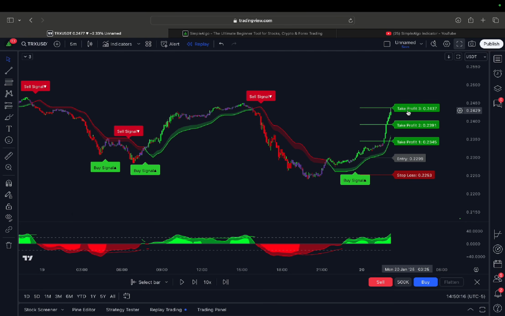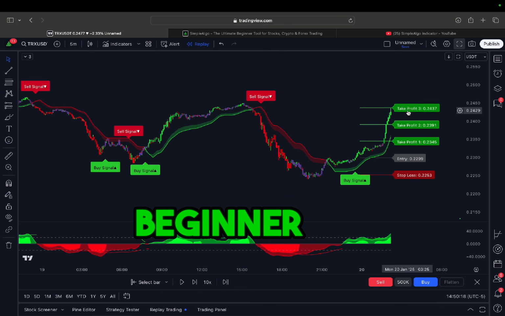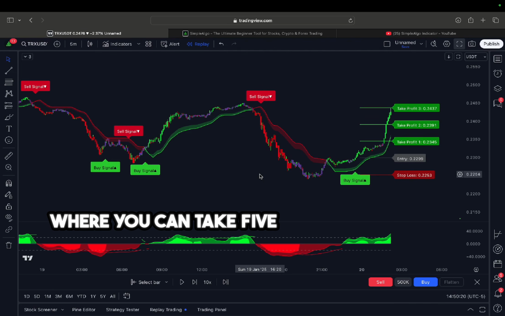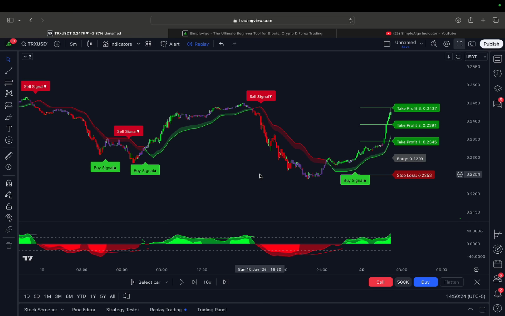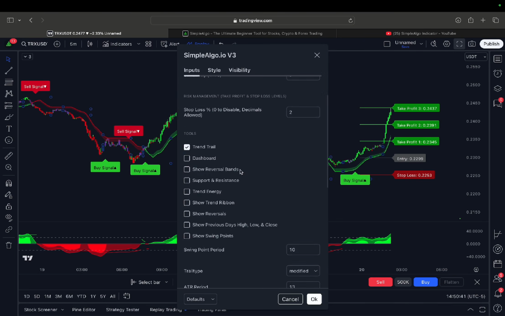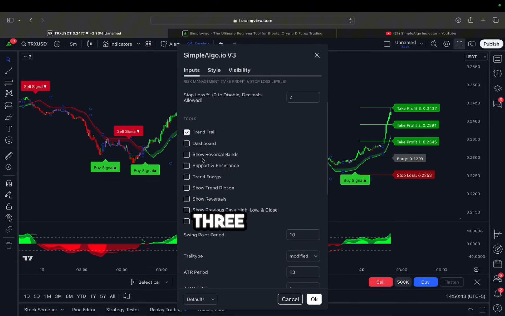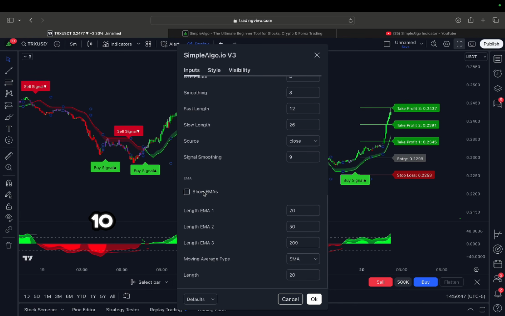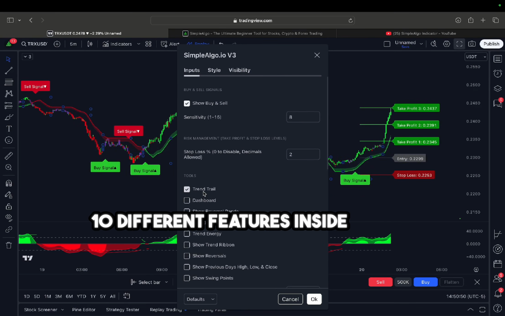At the end of the day, you don't want to be like most beginner traders where you can take 5 successful trades and then the 6th trade will be a losing trade and it'll wipe out all your profits of the day. When you practice proper risk management, that will never happen to you. You'll actually be able to afford to lose more trades. Then we have 1, 2, 3, 4, 5, 6, 7, 8, 9, 10 different features inside of the indicator.